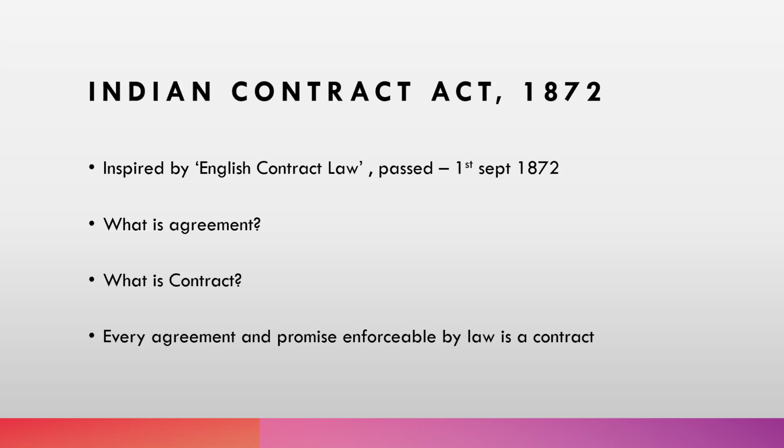A promises to B to sell his laptop for rupees 25,000, and B accepts it to purchase it for the said amount. This is agreement. For example, we go to a shop and we buy something, and in return when we buy something we are going to pay the amount for that product. And when we pay the amount, the seller is going to give the product in return because we have paid. This is agreement. It should not have some paperwork, etc.